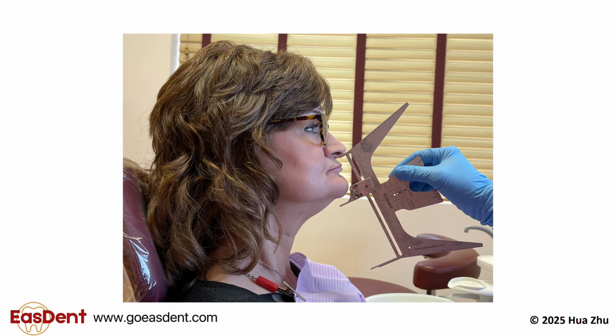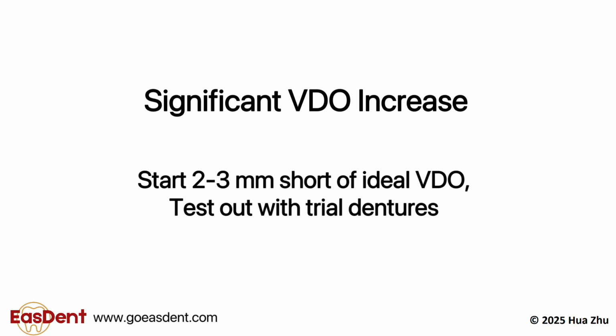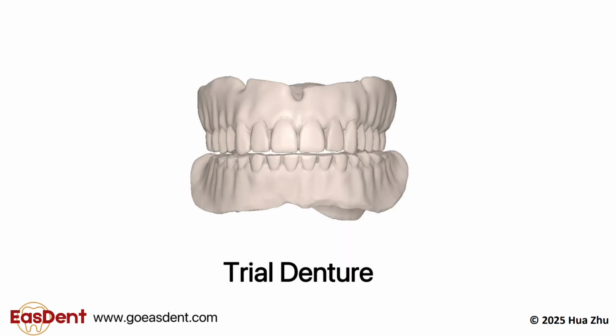Start by measuring the existing VDO and comparing it to the ideal VDO. If the difference is significant, preset the VDO to a value slightly lower than the ideal, 2 to 3 mm less than the ideal VDO. Each individual can tolerate a different amount of VDO increase, so it is essential to test with a trial denture to assess the new height. If the patient has difficulty tolerating the new VDO, you can adjust the trial denture by grinding down the teeth to reduce the VDO. Allow the patient to get used to the new height before making further changes.